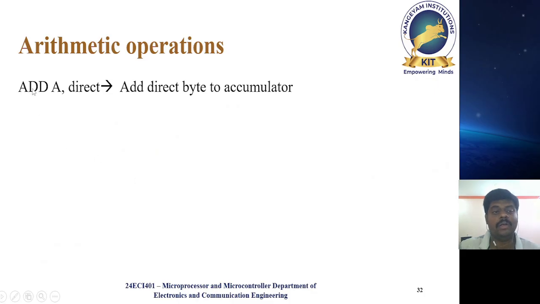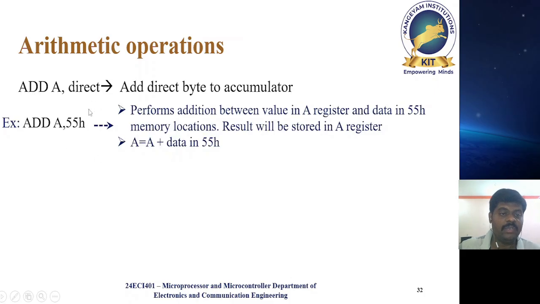So the next instruction, ADD A comma direct. We know that direct represents the direct address of the data. Okay, so the direct address is given here, and the same thing will happen here also. Addition will take place, but in this case between the A register and the data stored in the memory location given here. So in this case 55 is the memory location. Whatever data is stored in this memory location will be added with the A register value, and the result will be stored in the A register itself.